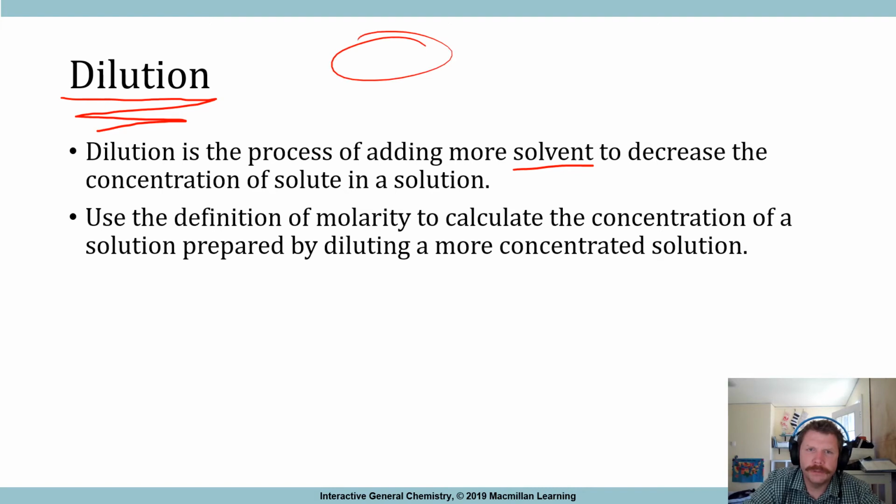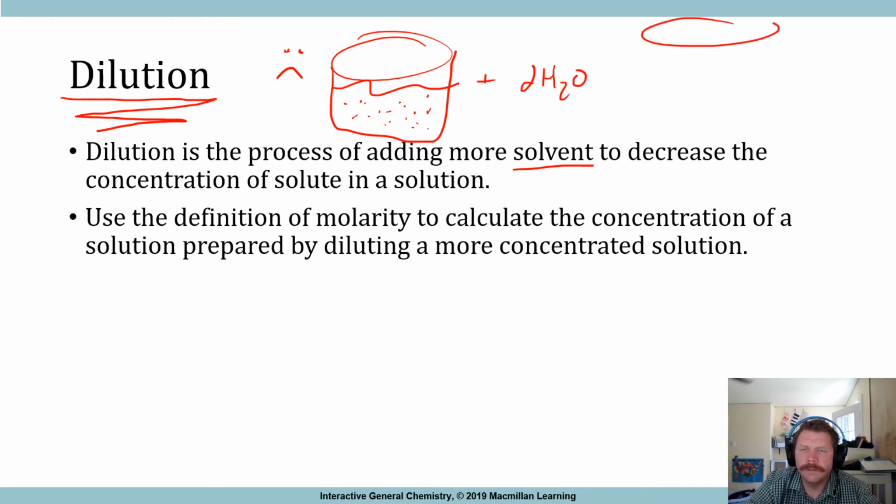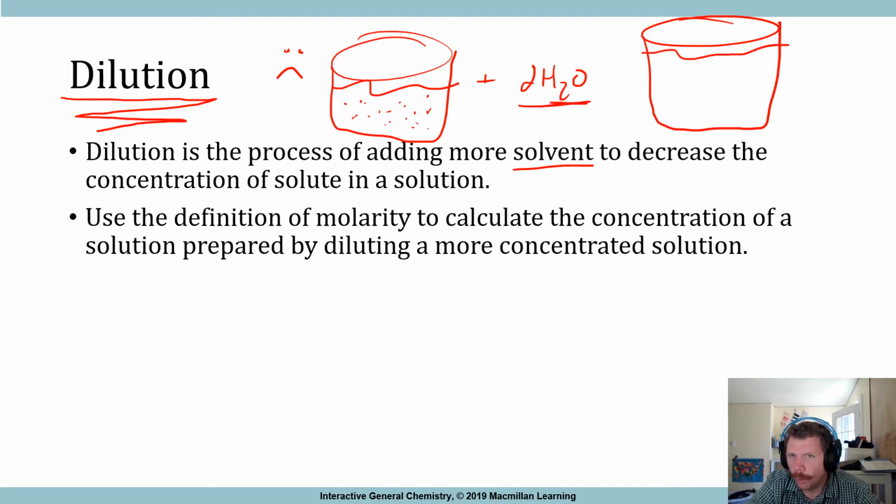You can visualize that as a solution that has these red dots in it. Let's say that's sodium chloride floating around in there, and you're like, if I drink this, yuck face. But if you add DH2O to it, you've put it in a different container and increased the volume with deionized water. Now there are fewer dots per volume unit, and you might drink it and it might not taste quite so bad. So use the definition of molarity to calculate the concentration of a solution prepared by diluting a more concentrated solution.